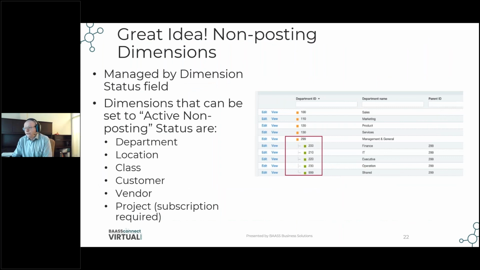Not sure how many of you have used the idea section in the community, but here are a few enhancements to that based on those ideas that are coming up. We are now able to create non-posting dimensions. So if you do have a parent-child relationship on a dimension and you don't want anybody posting to the parent dimension, you can now create that status as active non-posting. The options in that status are inactive, active, or active non-posting. You still get the reporting capabilities, and you still get the roll-ups based on the parent-child relationships.